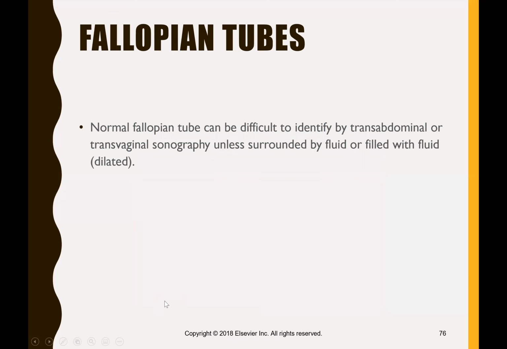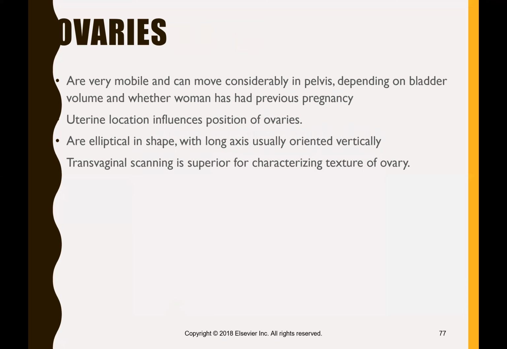So the normal fallopian tubes are not going to be seen transabdominally and transvaginally unless they're dilated, filled with fluid, which occurs in pelvic inflammatory disorders. So they're difficult to see. You're not going to see a normal fallopian tube, which is good.